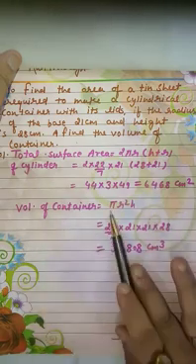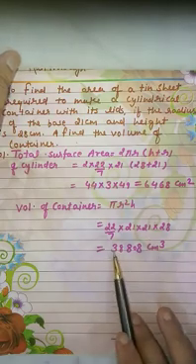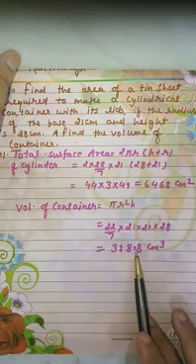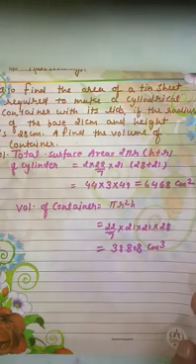Now the volume of container is pi r square h. Put the value of pi, r, h. That is 38808 centimeter cube. This is the volume of container.